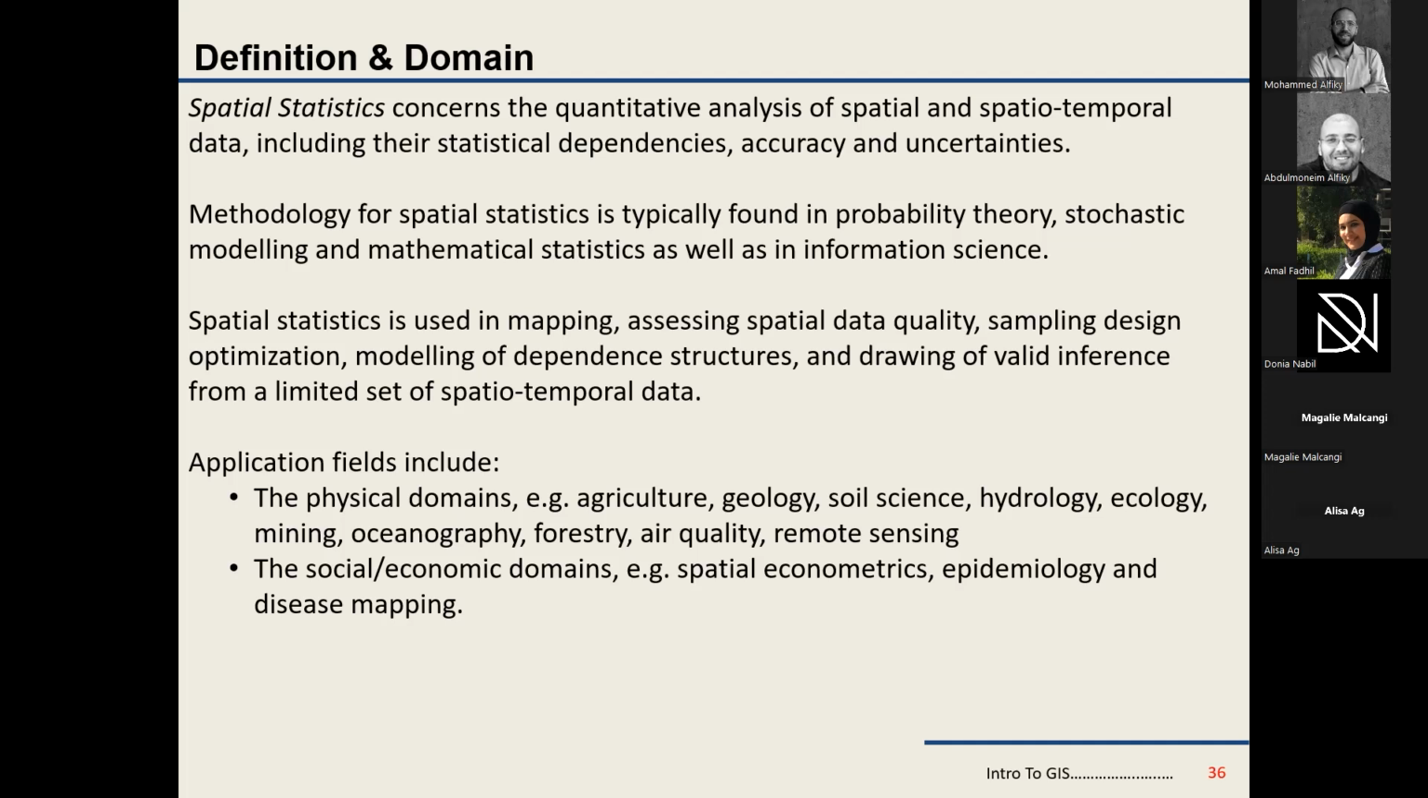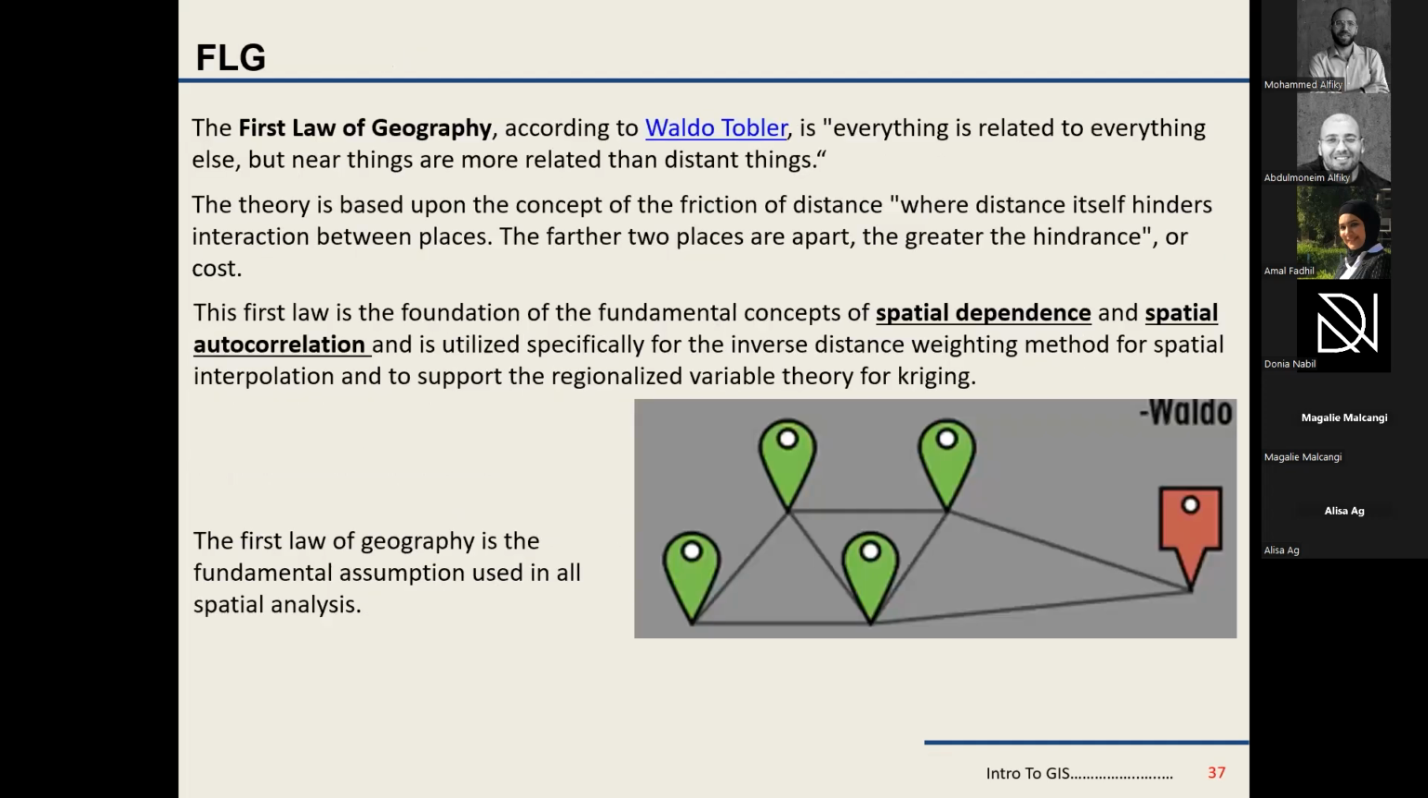Spatial statistics depends basically on the first law of geography. The first law of geography was suggested or established by Waldo Tobler. I say established because there are people trying to establish a second law of geography, and until now there is debate on what the second law is. There are many suggestions, but the first law is already well established, and many of the theories that we work on today are based on it.